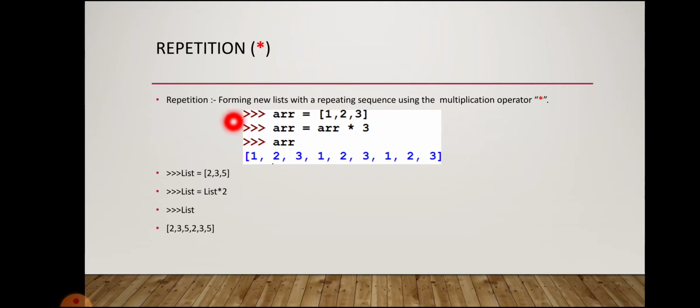Repetition. Repetition forms new lists with a repeating sequence using the multiplication operator, the asterisk. Using the asterisk operator, we can get a repeating sequence. List 2, 3, 5, list into 2. So the elements 2, 3, 5 get repeated 2 times: 2, 3, 5, 2, 3, 5.